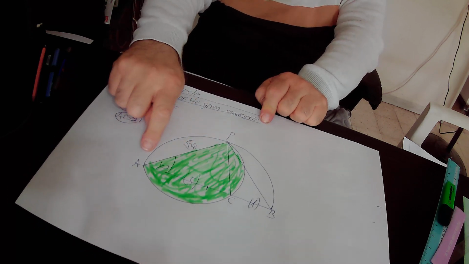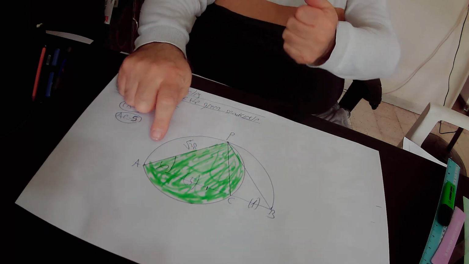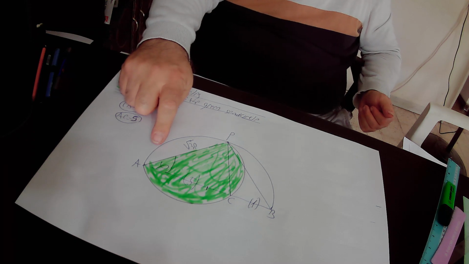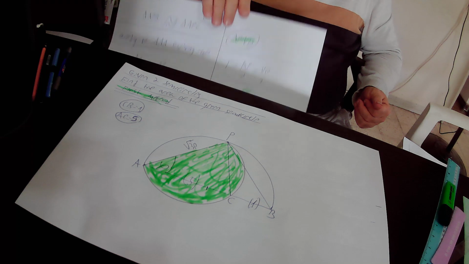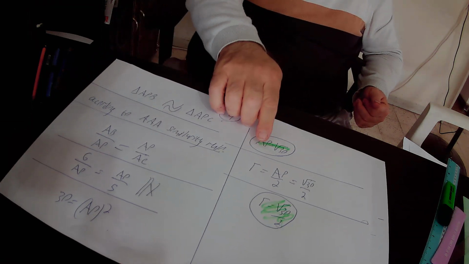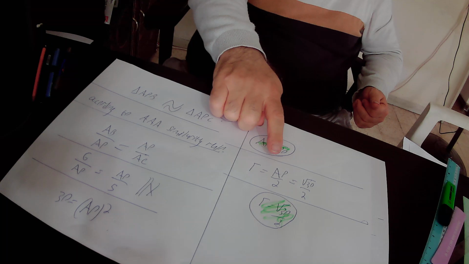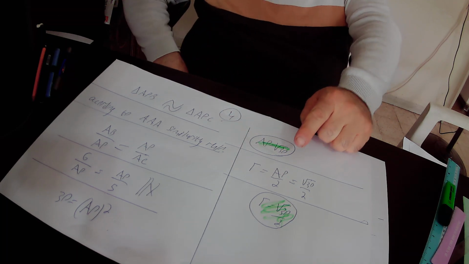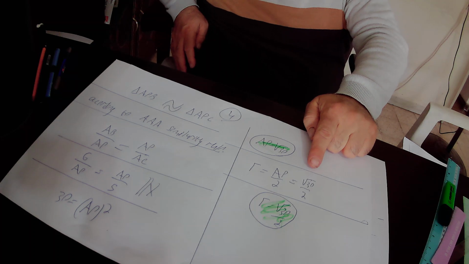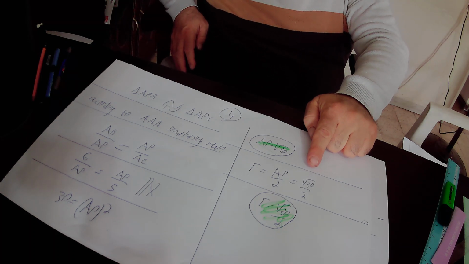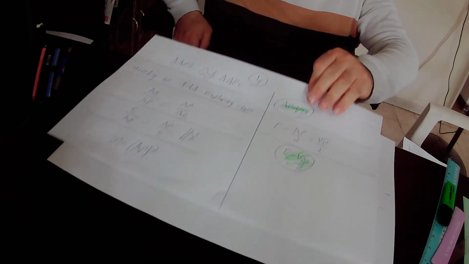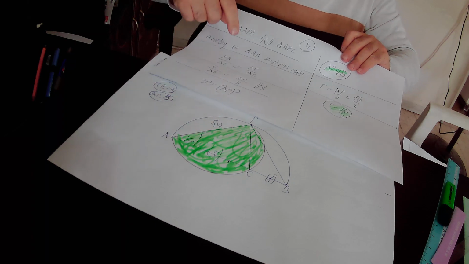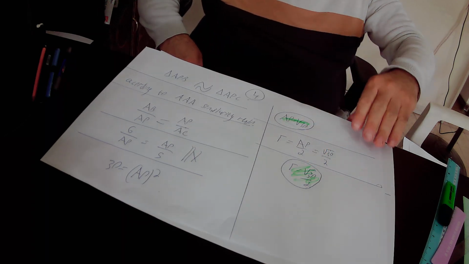AP is the diameter of this green semicircle. So the diameter AP is the square root of 30, therefore the radius is the diameter over 2. So the radius R of this green semicircle is AP over 2. Again, the radius R of the green semicircle equals the diameter AP over 2. The diameter AP is the square root of 30. Therefore, the diameter over 2 is the square root of 30 over 2. So in conclusion, we found that the radius R of this green semicircle equals the square root of 30 over 2.